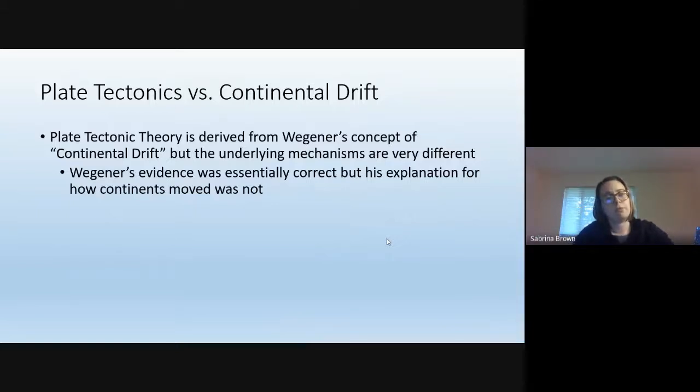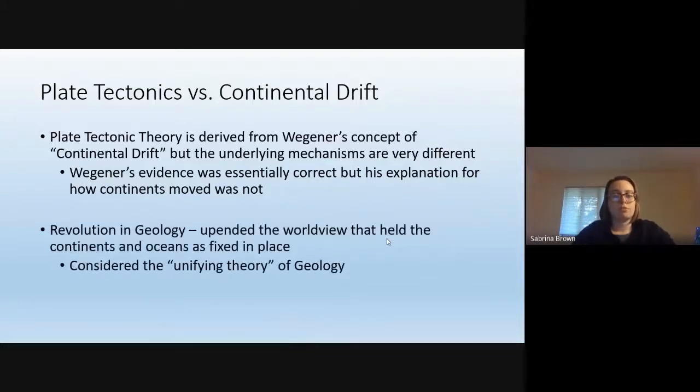Flash forward a couple decades to the 1960s, and we have the acceptance of something called plate tectonic theory. And so plate tectonics is derived from this original concept of continental drift, but the difference is that the mechanisms to explain why the continents are moving are very different. So Wegener's evidence was essentially correct, but he was unable to explain how the continents moved well enough for it to be accepted in the scientific community. And so it took quite a long time for there to be enough data to develop the plate tectonic theory.